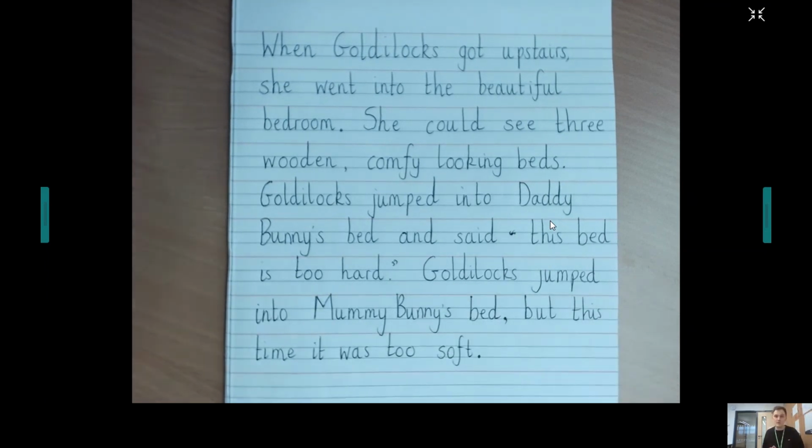Full stop. Now what we would do is we would go on to write about how Goldilocks jumped into Baby Bunny's bed. And she said this was just right. So what did she do? That's it, team. She fell asleep. And this is where the kind of problem starts. And then we were going to write about how the 3 bunnies came home and they went into the kitchen, and Daddy Bunny saw that his carrots had been nibbled, and Mummy Bunny saw that her carrots had been nibbled, and Baby Bunny saw that her carrots had been nibbled as well. And that is all we're going to get up to today in our build up and our problem section.